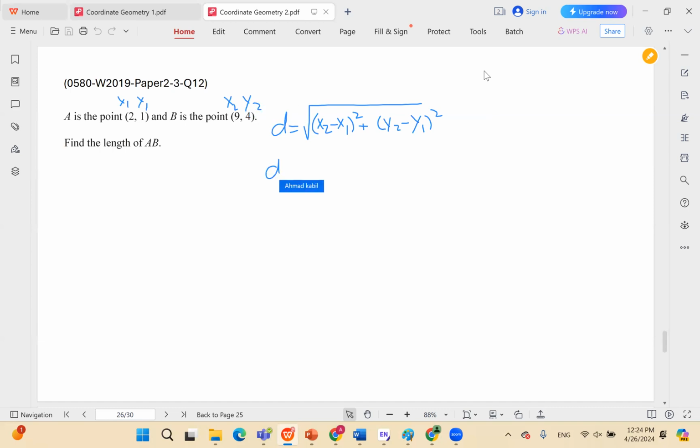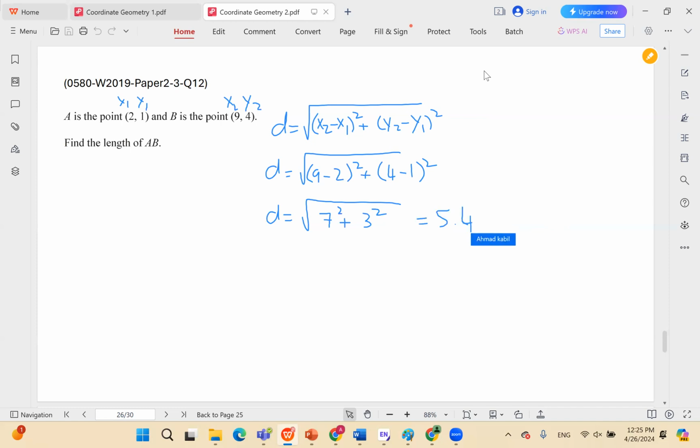So D equals root of x2, which is 9, minus x1, which is 2, squared, plus y2, which is 4, and y1 is 1, so 4 minus 1 squared. So the distance is equal to root of 7 squared plus 3 squared. And this is equal to root of 30, which is 5.477, or just 5.48. This would be okay as a final answer.